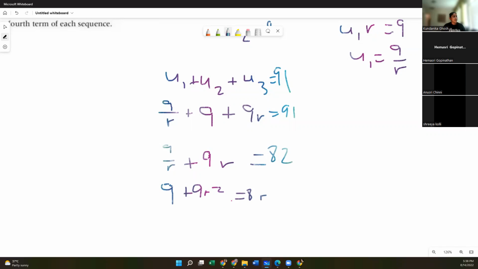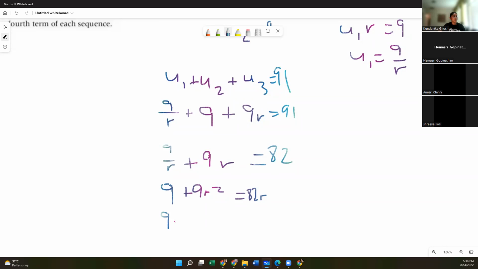Now, the next thing you would want to do is you see that you have a term that's R squared, you see that you have a term with R, and then you see that you have just a coefficient term. So you can turn this into a quadratic equation, that should be an 82.